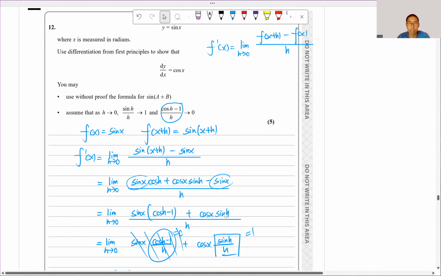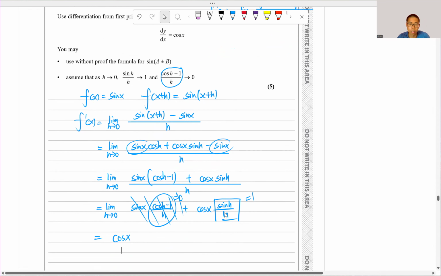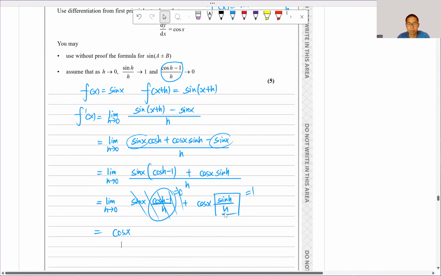And this type of proof is always the same. You just have to remember each step.